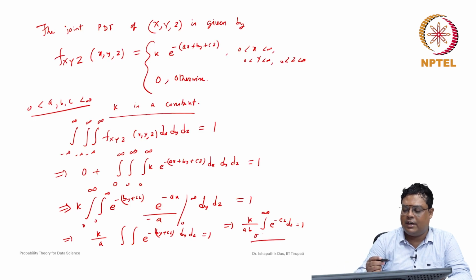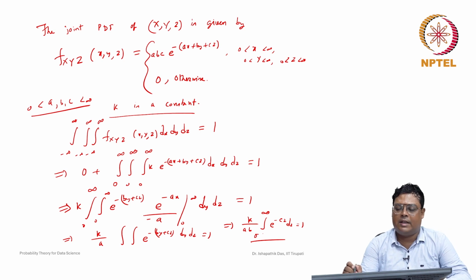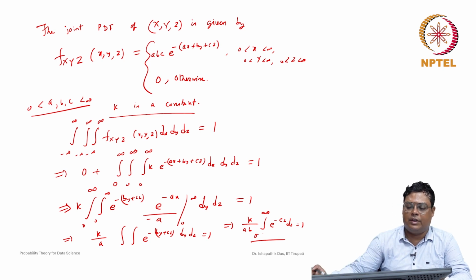So hence our density function is now known to us. K is equal to abc here, so this is abc into e to the power of minus (ax plus by plus cz). So this is the constant k equal to abc that we found.